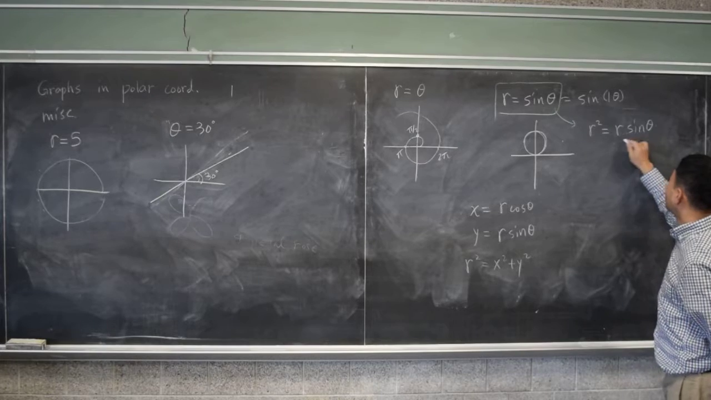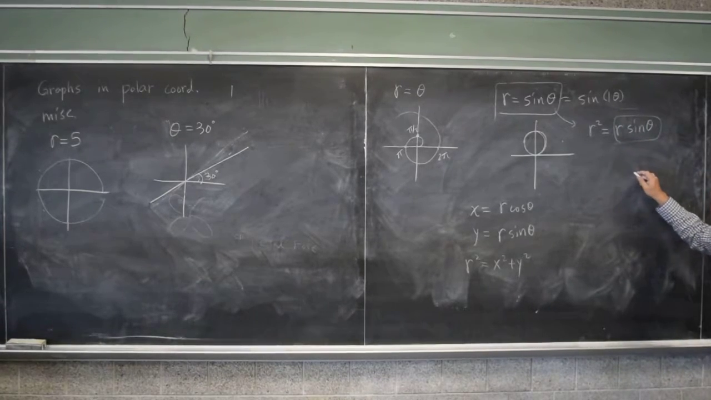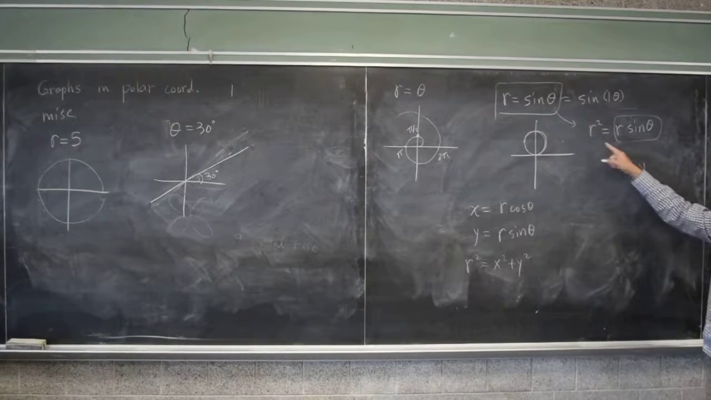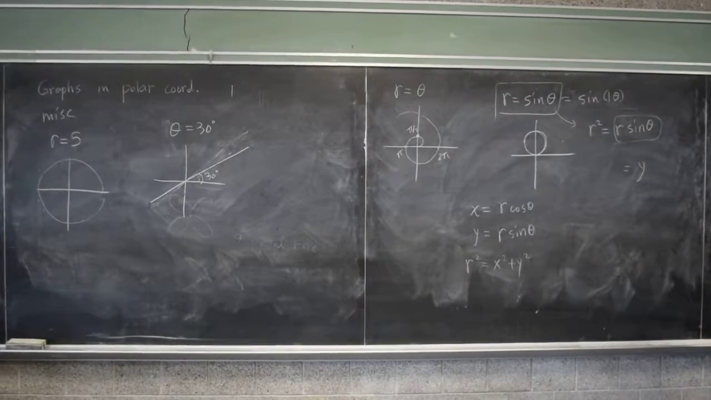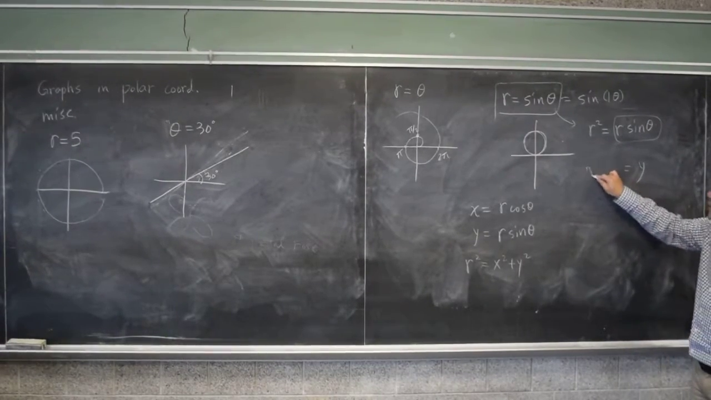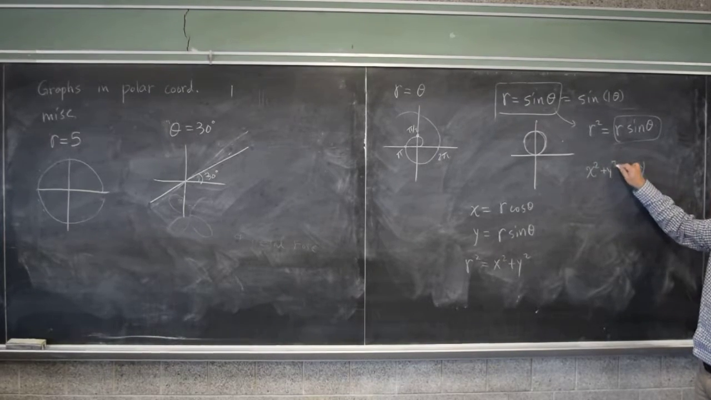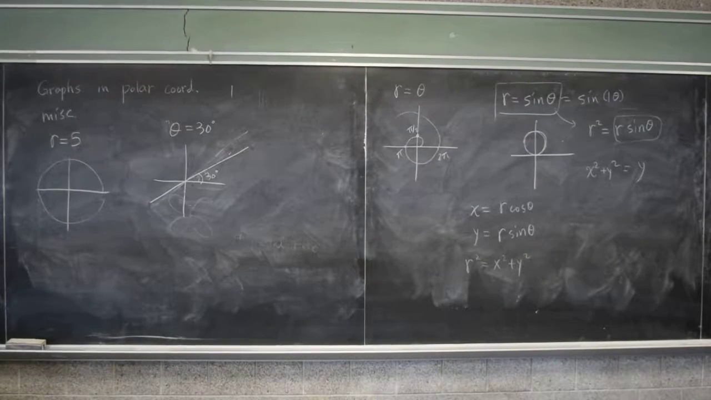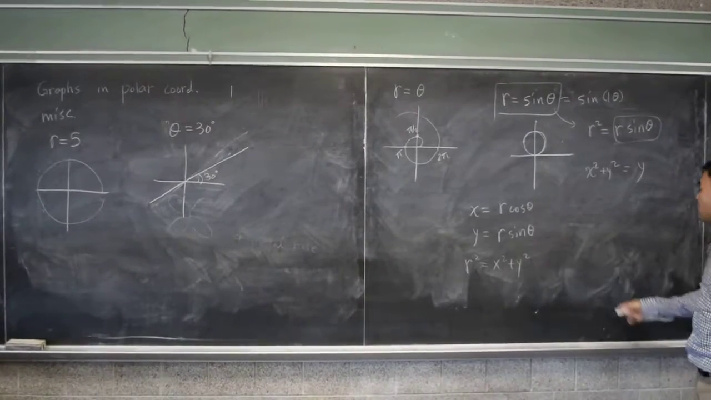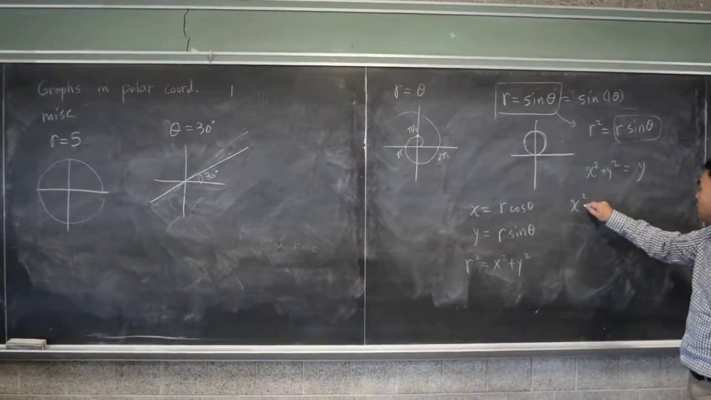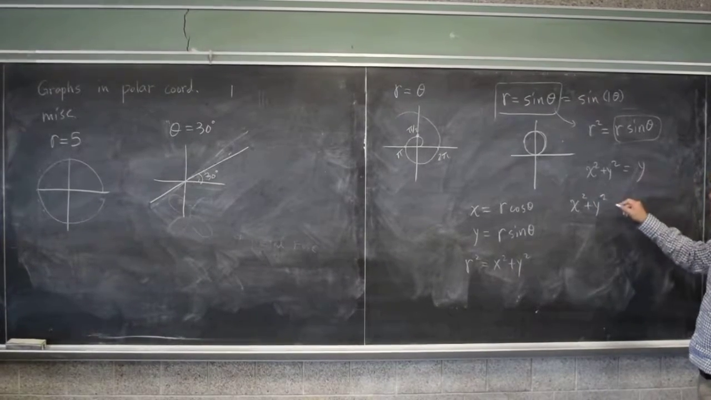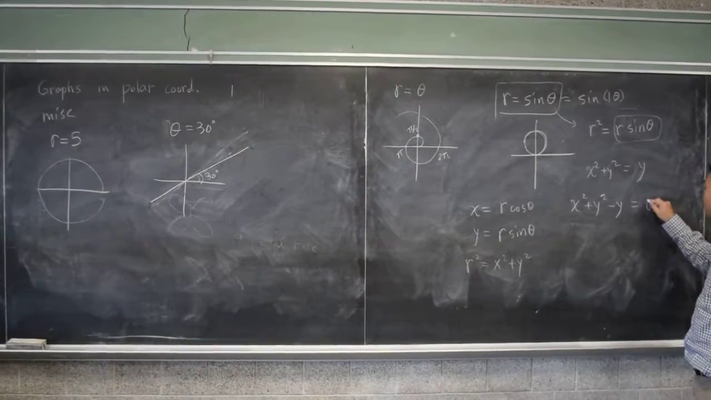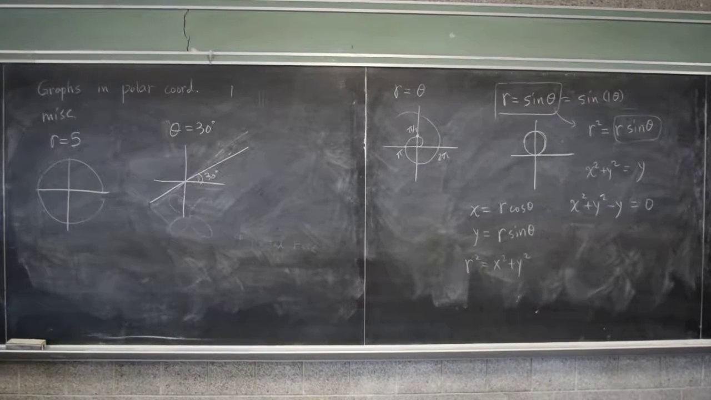Okay. Now what is this again? This is y. And r squared is x squared plus y squared. Now at this point, you might not realize what this is, but if you move the y to the other side, put it like this, and do the completing the square trick.